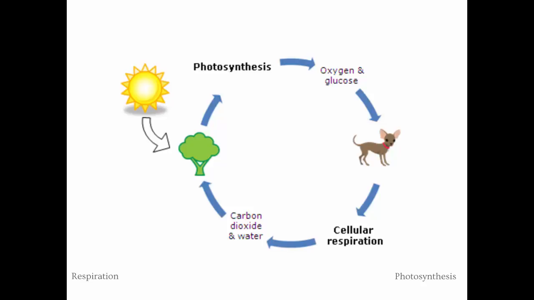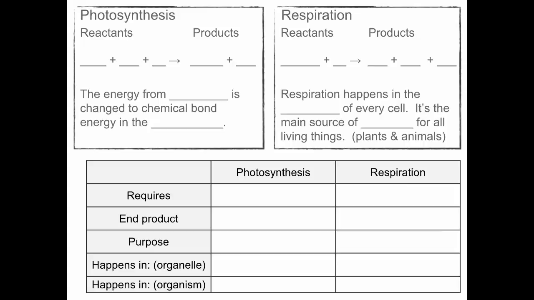Animals get their energy by eating that glucose in one way or another. And they also take in oxygen that was released in photosynthesis. They release, after the process of respiration, carbon dioxide and water, which is used by plants in photosynthesis. So respiration and photosynthesis form this cycle. So they're linked together.